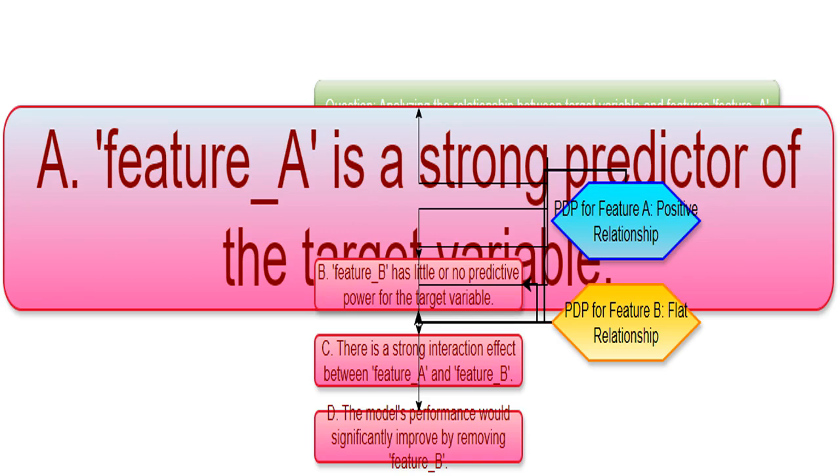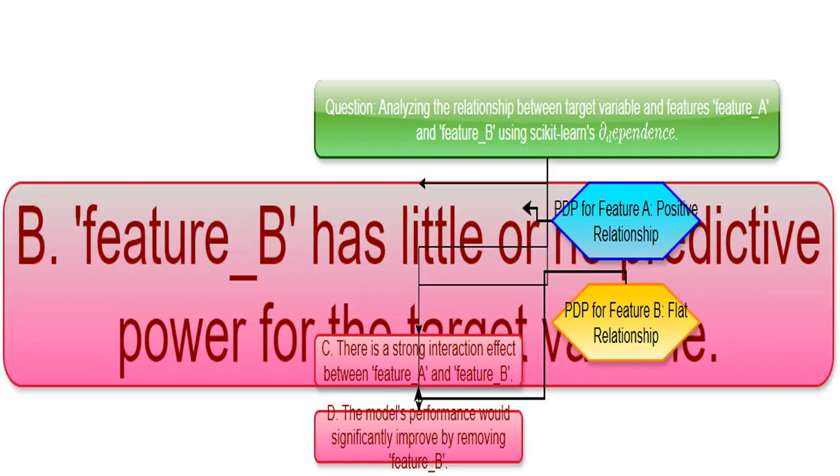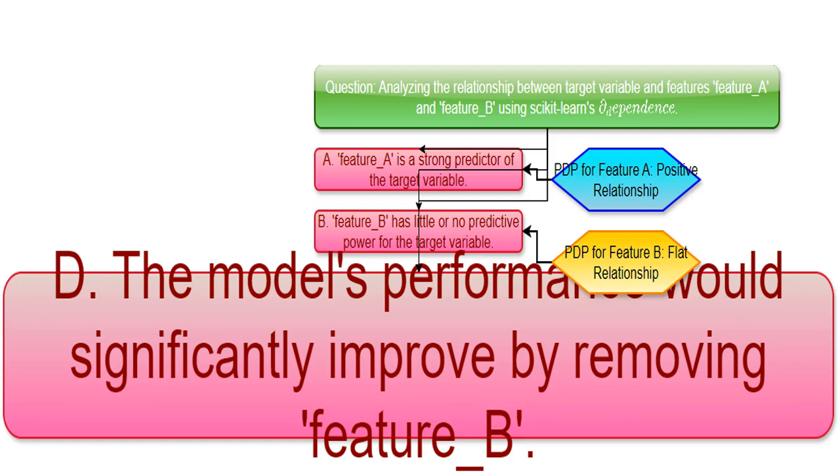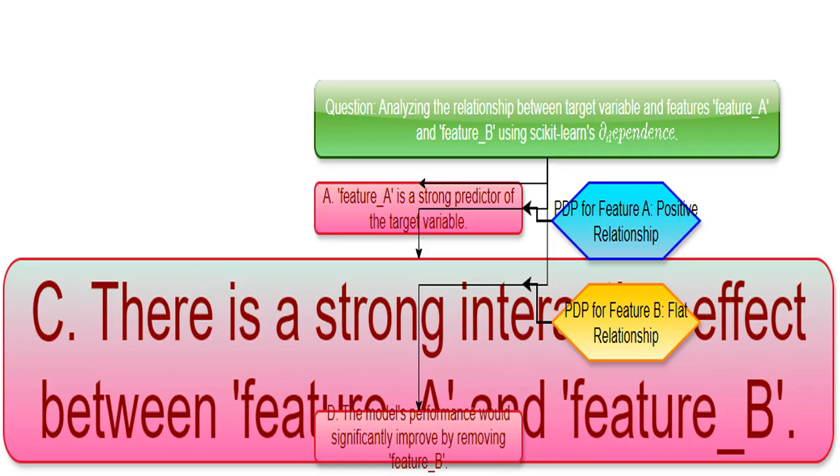Based on the positive relationship in the PDP, I conclude that feature_A is indeed a strong predictor. The flat PDP for feature_B strongly suggests it has very little predictive power. Removing feature_B might improve the model, especially if it's adding noise, but it's not guaranteed. It depends on other things like how complex the model is. A strong interaction is unlikely because single-feature PDPs don't show interactions. The flat PDP for feature_B doesn't eliminate the possibility of interaction, but it makes it less likely.